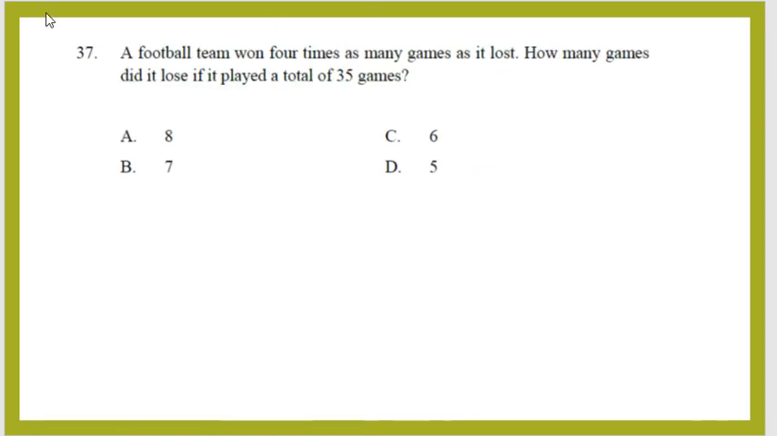Okay, the next question, it is question number 37. What does it say? A football team won 4 times as many games as it lost. That means if the loss is x, the winning will be 4x. Okay, immediately you have to state this one. A football team won 4 times as many games as it lost. If the loss is x, the winning games will be 4x. Then what? How many games did it lose? If it played a total of 35 games, that means the sum of the two is 35 already. That means the sum of the two is 5x.